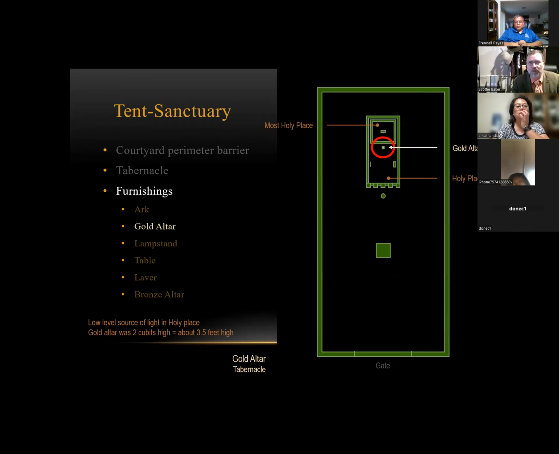We don't know how tall it was, but the other furniture is all small, so it probably was also small. Then the golden altar was also only about 3.5 feet tall. It was very, very small. But this is where they were going to burn their incense.